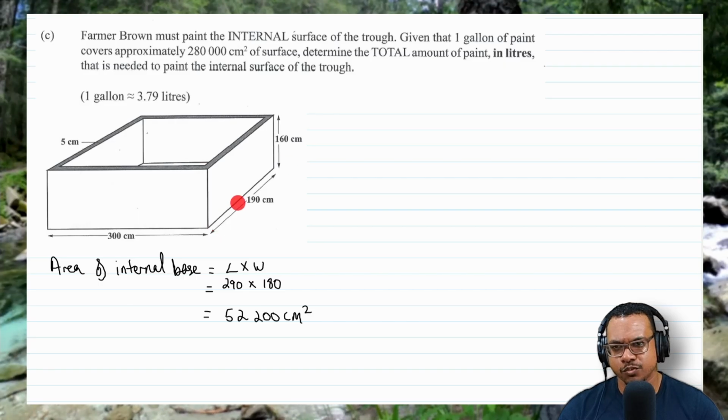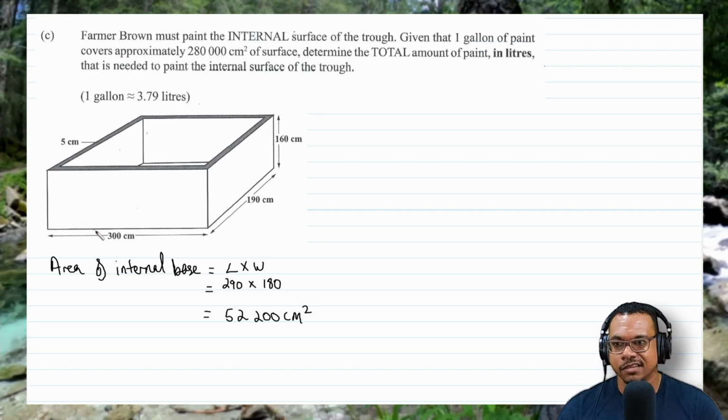Now, just looking externally at the walls, we have this one that is 300 by 160, and then we have this one which is 190 by 160. This wall that is 300 by 160, we have that twice because that'll be the front wall and the back wall. And this wall that is 190 by 160 will be twice because this would be the two side walls. Now, remember, that's just externally I'm looking.